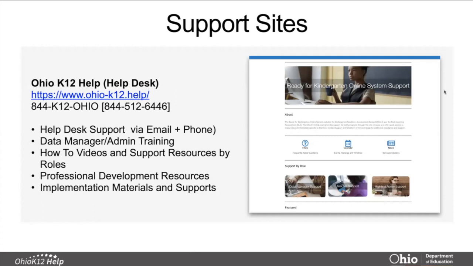We're encouraging you to do that by coming to the site, opening up a help desk ticket, and filling out the information there, because the more information you give us on the front side, the easier it is for us to get an answer for you. But if you want to, you can also reach out to us by phone. You see the number there, 844-K-12 Ohio or 844-512-6446. You can reach us by phone that way, and we have a support team available to respond to your questions.